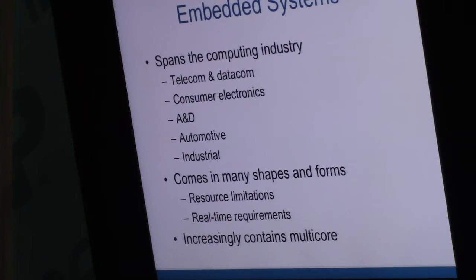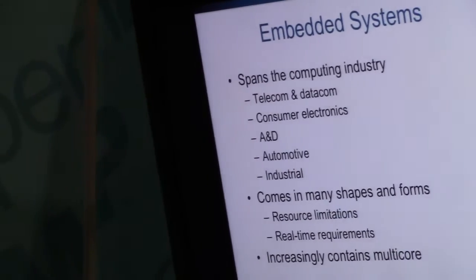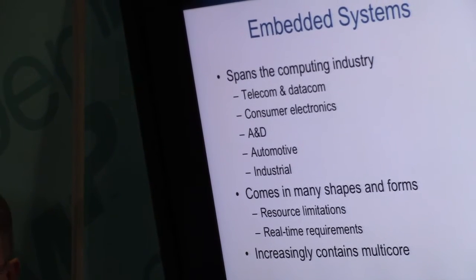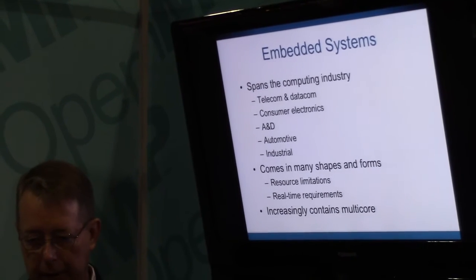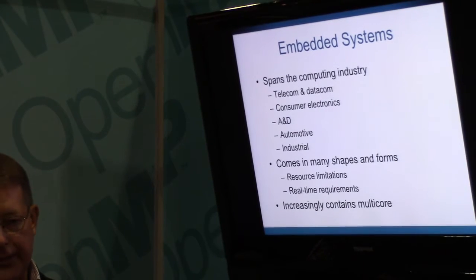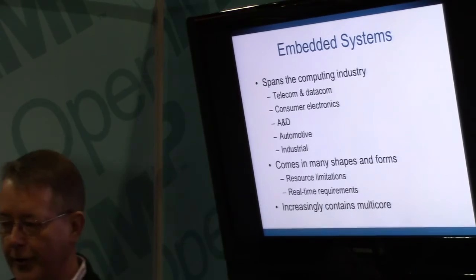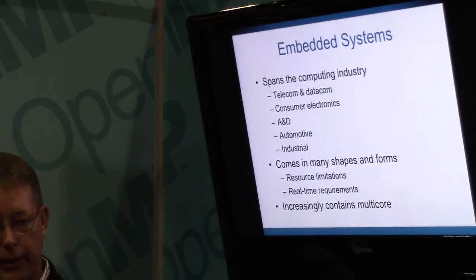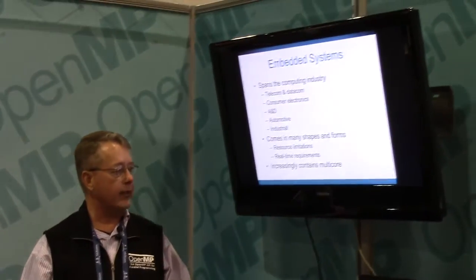And embedded systems span the industry from, like we have here, high performance computing to very, very small devices that go at very, very low speed. And they almost always come in different shapes and forms. So my cell phone may not be the same as yours. They may have different processors, accelerators. So there is a large variety, and they increasingly contain multi-core.